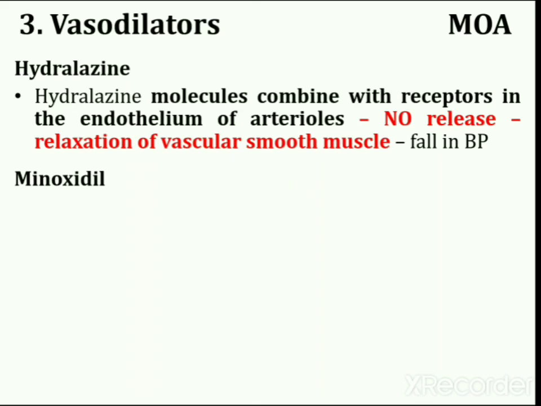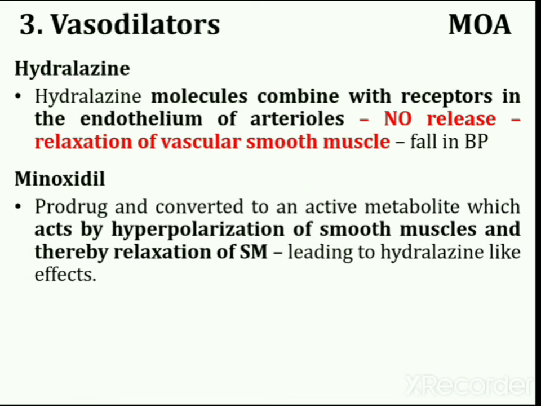Minoxidil. Minoxidil is a powerful vasodilator. It has two major uses: as an antihypertensive agent and also in alopecia. Alopecia is a condition that causes hair to fall out in small patches. Minoxidil is a prodrug which is converted to an active metabolite which acts by hyperpolarization of smooth muscles and thereby relaxation of smooth muscle. Final result is hydralazine-like effects.